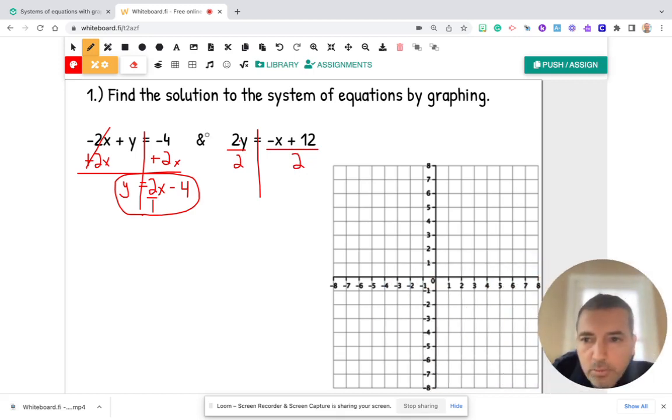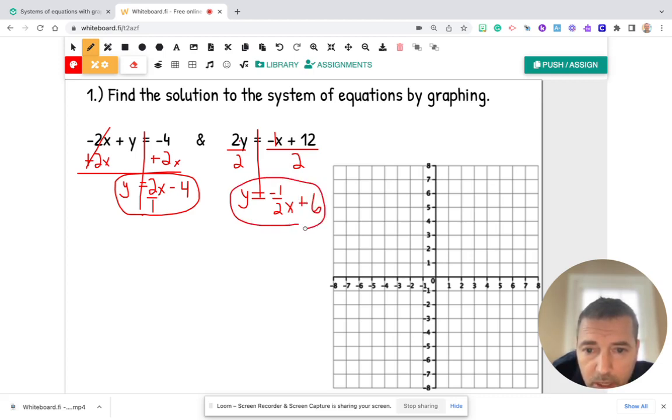When I divide by 2, remember I have to divide both numbers by 2. And remember, this negative x is really a negative 1x, right? So 2 divided by 2 over here cancels out to 1y, or just a y. And this is negative 1 divided by 2, which is just negative a half, just negative 1 over 2. I'm just going to leave it that way. Bring the x along. And then I do 12 divided by 2, which is positive 6. So I think the second equation would be y equals negative 1 over 2x plus 6. Now both these equations are ready to graph, so let's go ahead and graph them.